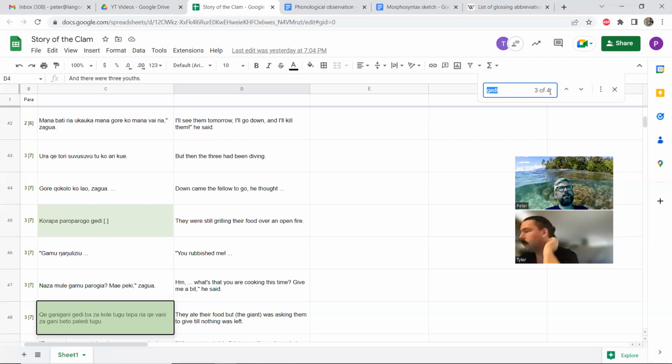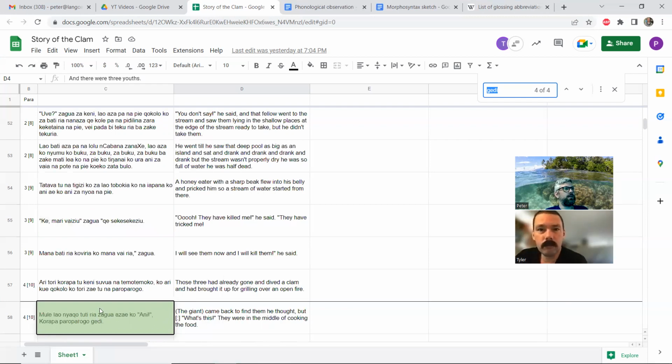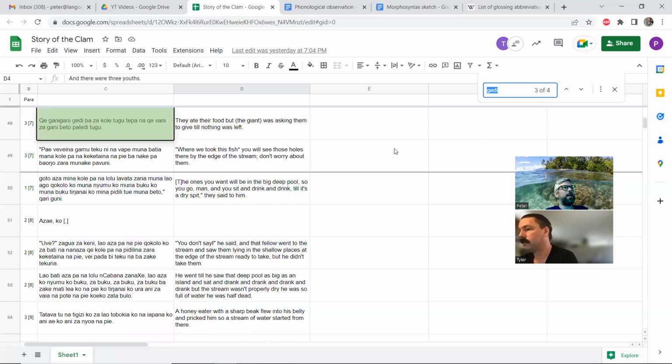Let's look at our final example there of Yendi. We know most of the words in this one. They were in the middle of cooking the food. Okay, so I think that it is their food, and that in their language, they have to inflect possession in situations where we wouldn't have to in English, so it isn't important for the translation always.